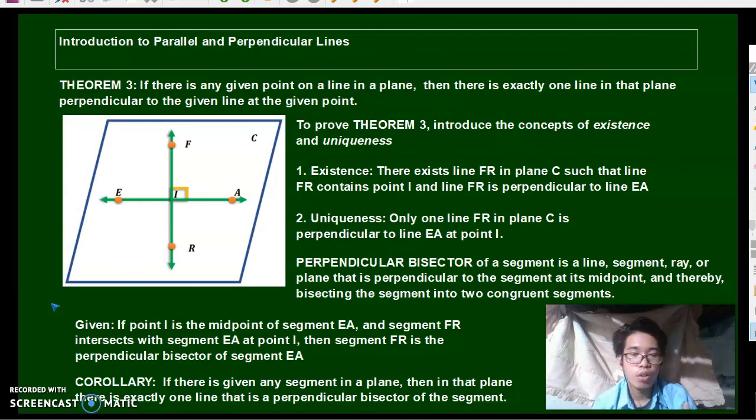And therefore, it follows a corollary from theorem number 3. The corollary of theorem number 3 is that if there is given any segment in a plane, then in that plane there is exactly one line that is a perpendicular bisector of the segment. Okay, so why only one line? Why not 2 lines, 3 lines? Because there is only one midpoint on segment EA. In all segments there's only one midpoint. So that follows that only one line is the perpendicular bisector of a given segment.